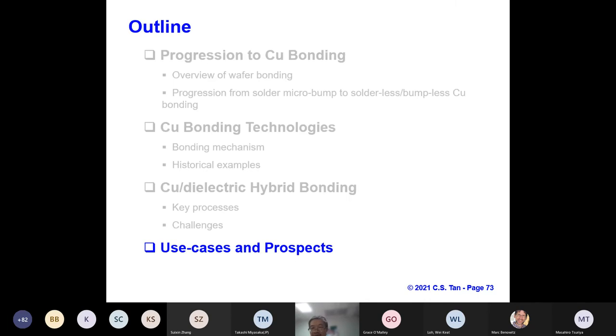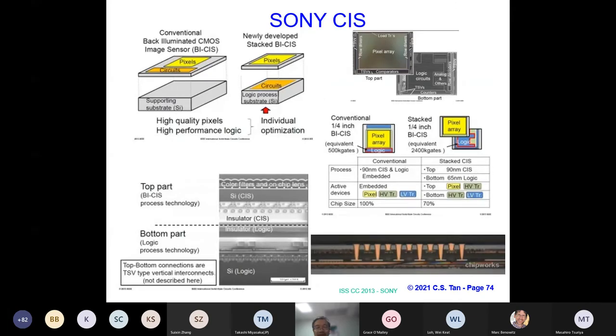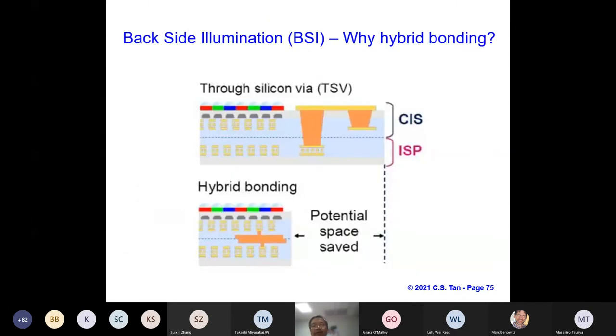All right. So in the remaining time, I'll quickly go through some of the use cases and where we can move forward from here. The use case that I keep talking about is, in fact, CIS. There's no doubt about that. This is what Sony presented at ISSCC not long ago. And the whole idea about using hybrid bonding for image sensors is basically this one.